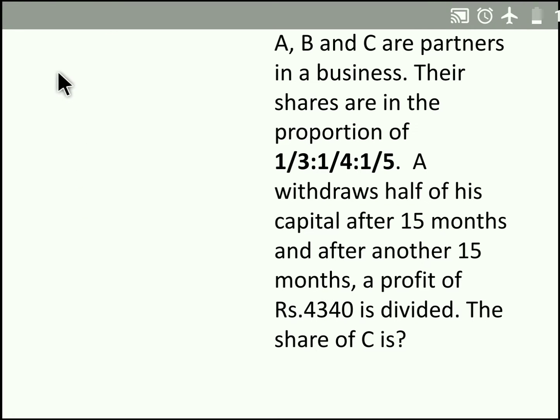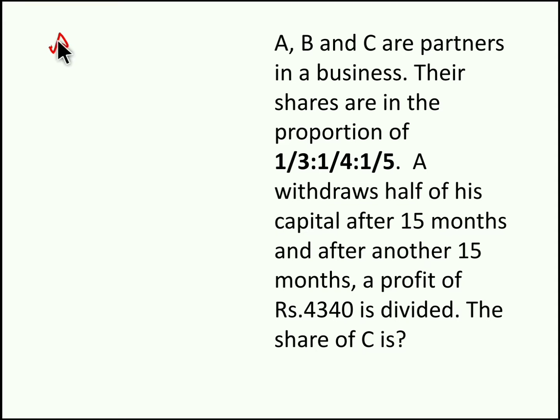We have 3 partners here, A, B and C. Now everyone invested, A invested 1 by 3 parts, B invested 1 by 4 parts and C invested 1 by 5 parts. Now if you want, you can keep as it is or you can take LCM, you can reduce it to single natural ratios, natural proportion, so that you will feel it easy. Now for my convenience I am keeping as it is. Now A invested this 1 by 3 parts for 15 months.